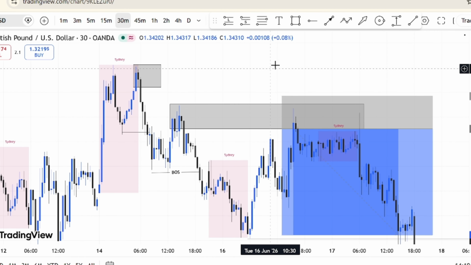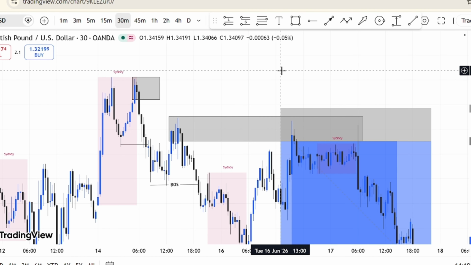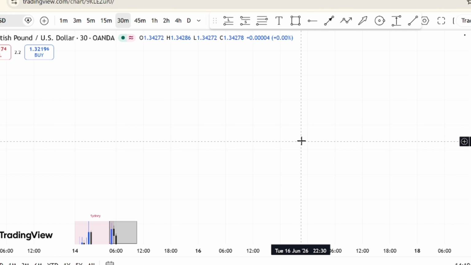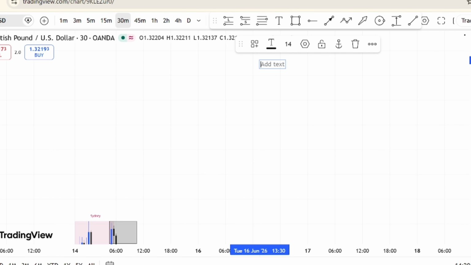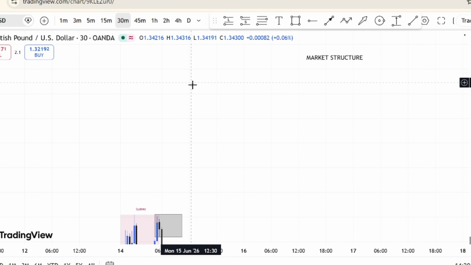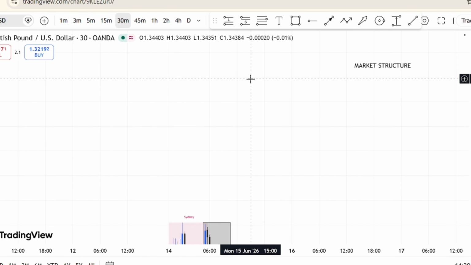But before we go to the chart, let me first explain it to you in a very simple way. So let's start with the market structure. Number one thing on my checklist is market structure. So let me add a text box here. So market structure. So what is market structure? Market structure is the way market is moving, as simple as that.